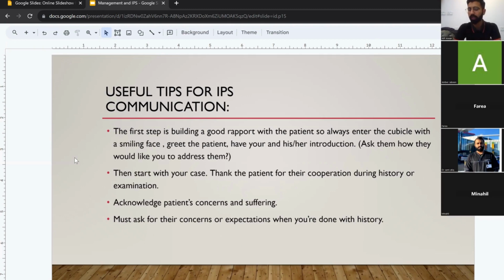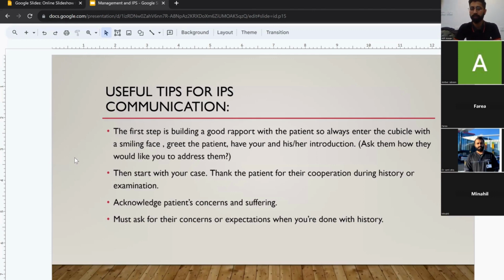When you enter a cubicle, you will enter with a smiling face. There will be an examiner sitting in a corner, and there will be a patient sitting on a chair. You will simply smile, say hello to the examiner, tell your GMC number loudly and clearly, tell your name, and then turn toward the patient, give them a smile, and sit down. This is the first step in your station.